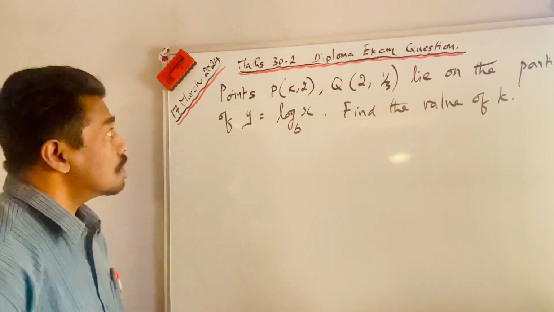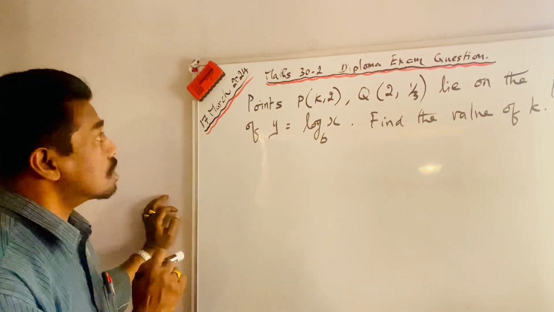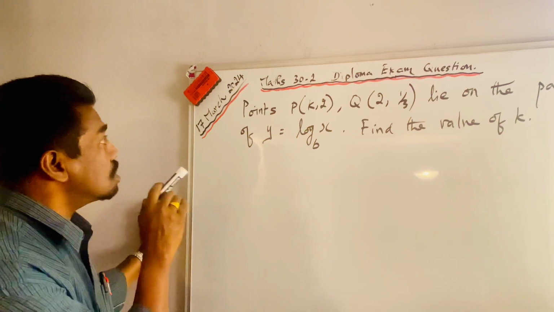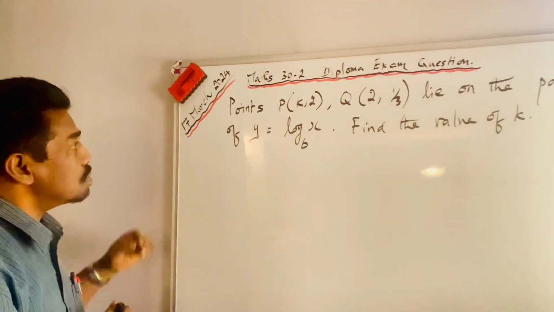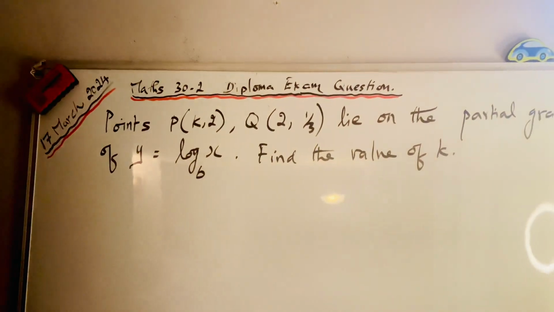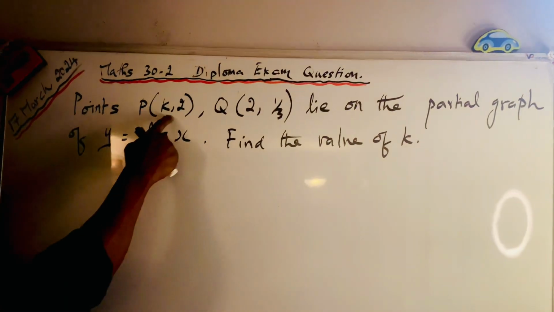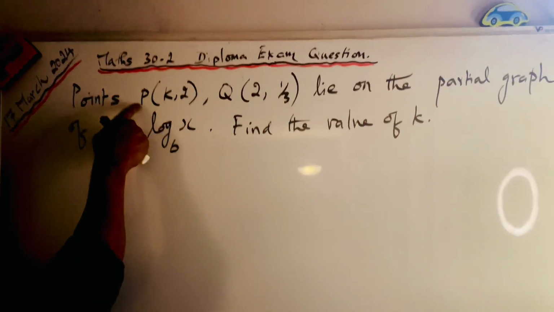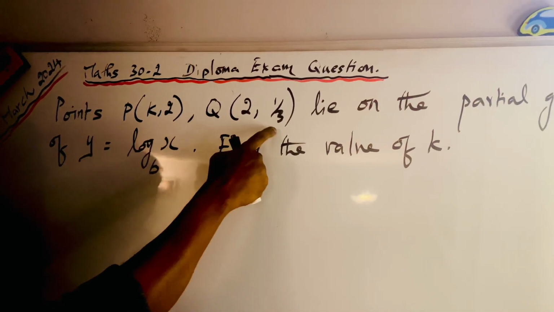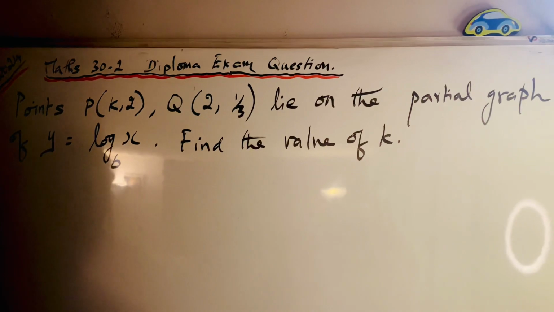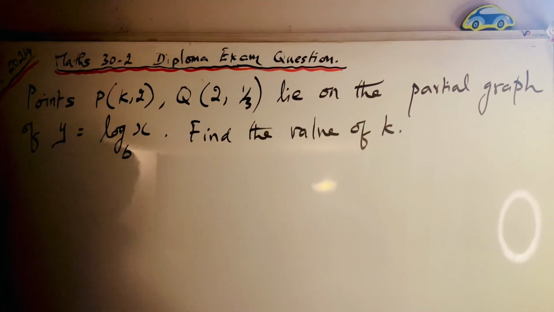And this question is also one of the diploma examination questions for the course Math 30-2, Alberta. The question is: two points are given, P(k, 2), where k is the x coordinate and 2 is the y coordinate, and Q(2, 1/3). These two points lie on a partial graph.